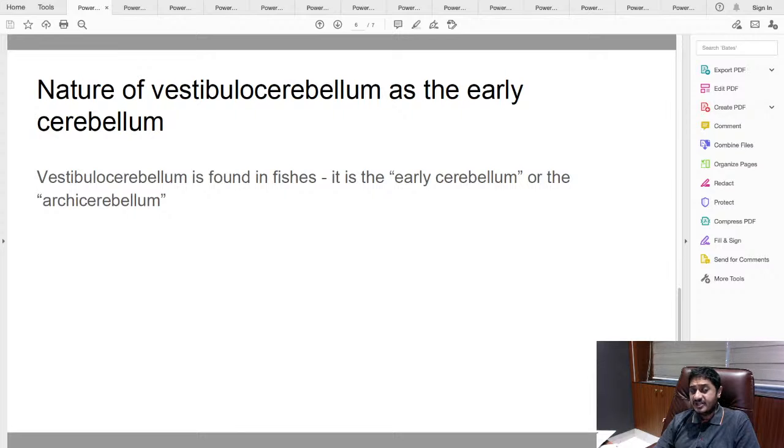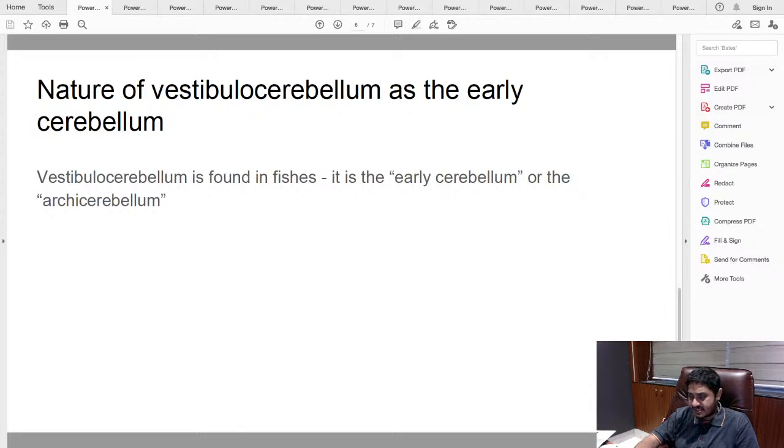It's found even in fishes. That means it must have some very primitive functions such as balance and so on. Obviously, the vestibular system is going to send some very high quality information about the orientation of the head. So this is one of the early structures of the cerebellum.